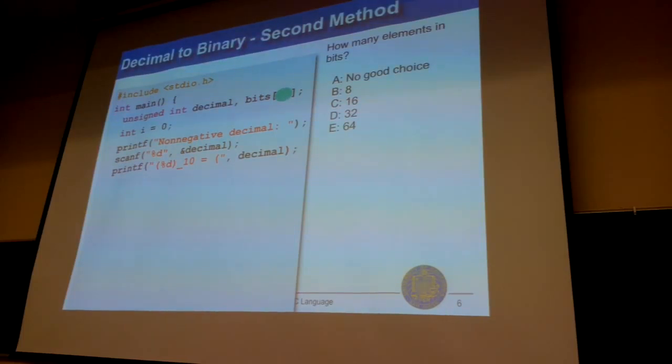Okay, so it turns out the right answer is D, 32. And the way to see that is we're taking in an unsigned int here. And if you remember, the unsigned int, an int as well, is represented by 32 bits. So the largest number that somebody could input here is a 32-bit number. So we want to be able to represent that in the rest of the code.